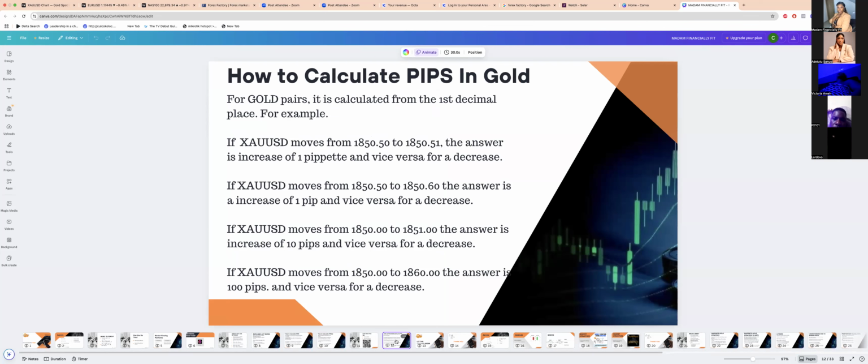Next. So how to calculate pips in gold? Now, you guys know we have different assets, and some assets are special, just like gold. Now, for gold pairs, it is calculated from the first decimal point. Now, if XAU moves to 1850.51, the answer is it increased by 1 pipette.